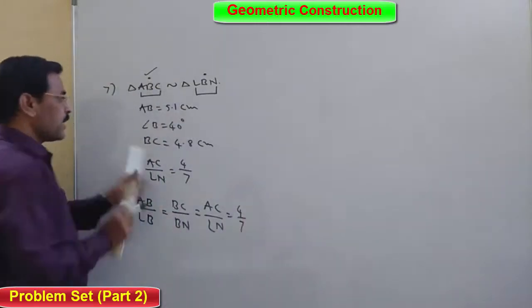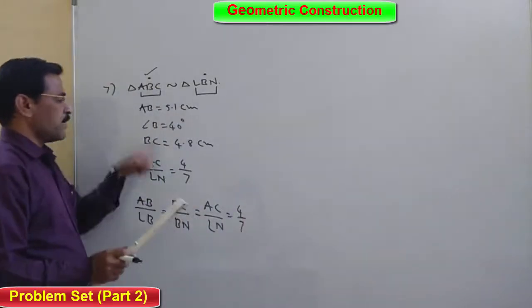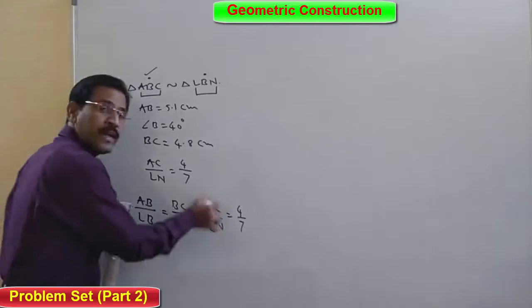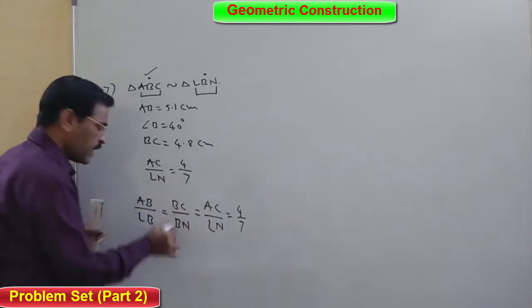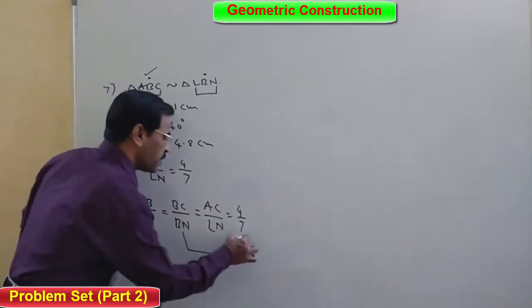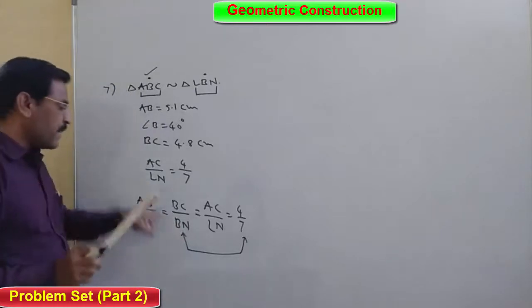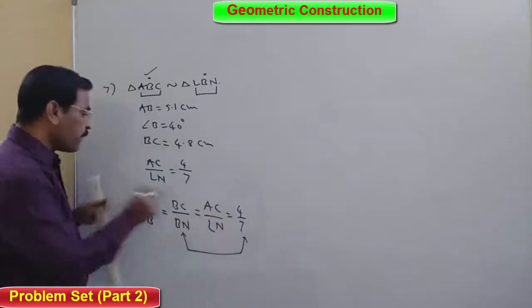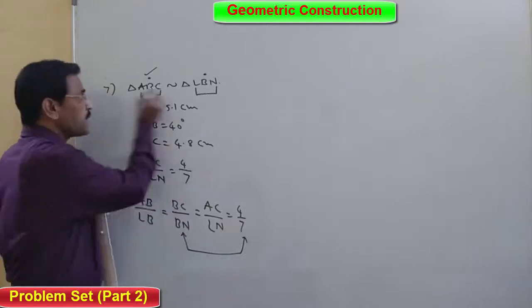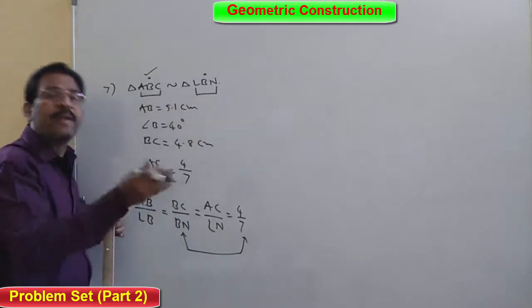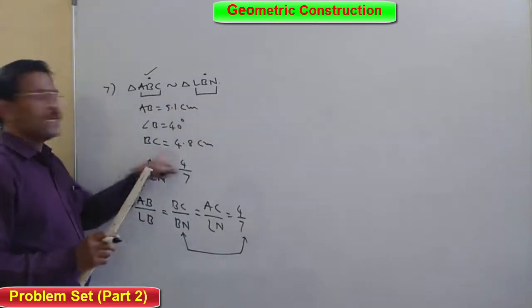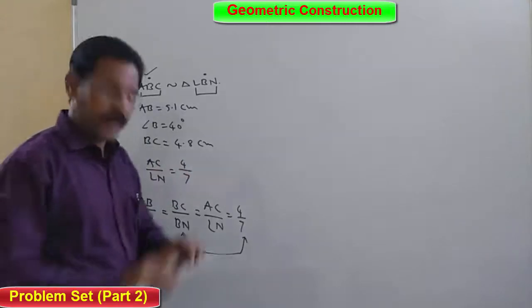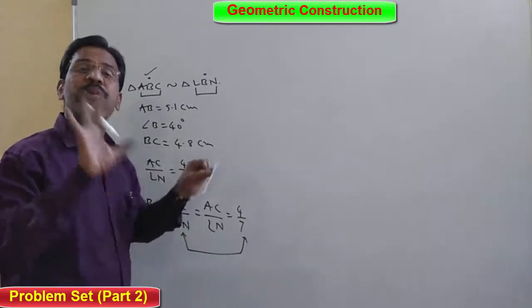That means here that AC is not given. Because of that reason, AC upon LN is nothing but BC upon BN, means I take like this one. So BC upon BN is nothing but 4:7. B is the common vertex, so I will take B as a base, and BC is also given, which is 4.8. Look, first we'll draw one rough figure.